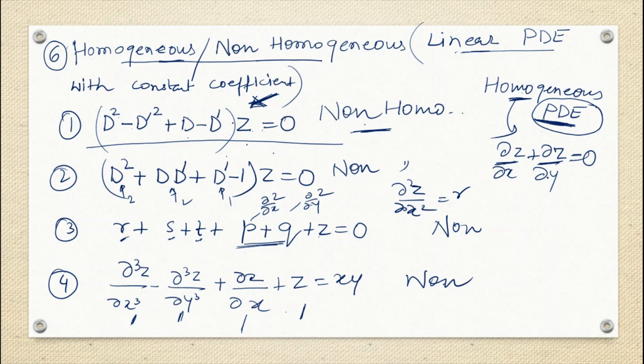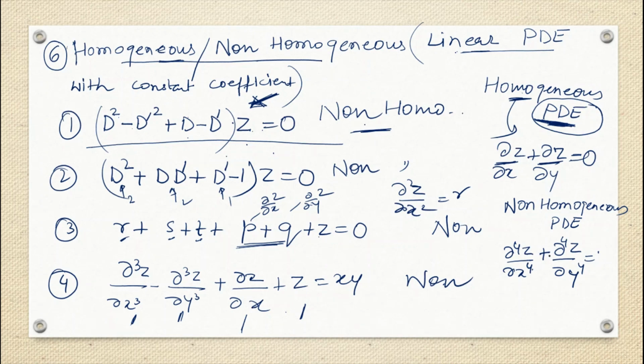And if I write down a non-homogeneous PDE, just a PDE here, suppose I write this equation: del 4z by del x to the power 4 plus del 4z by del y to the power 4 equals x square y. If I am talking about just a general PDE, this is non-homogeneous in nature. Why? Because here we have a term that has neither z, the dependent variable, nor the partial derivative of z. That means this is a non-homogeneous PDE.